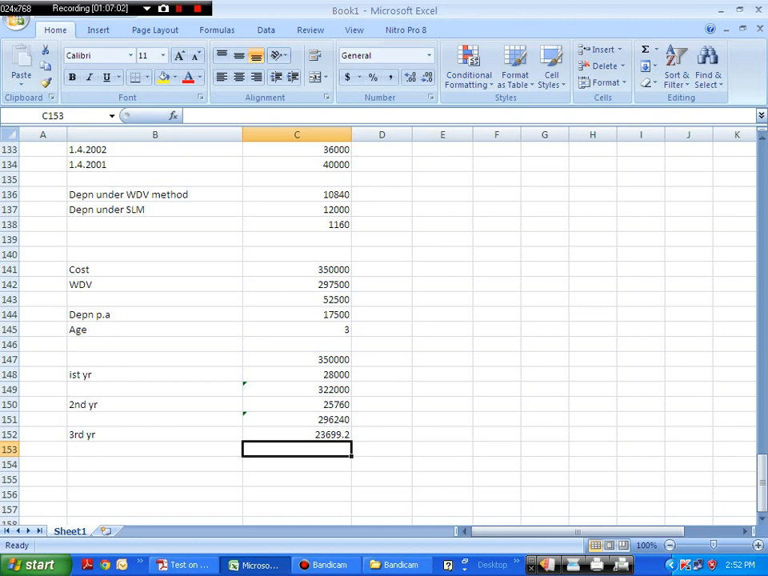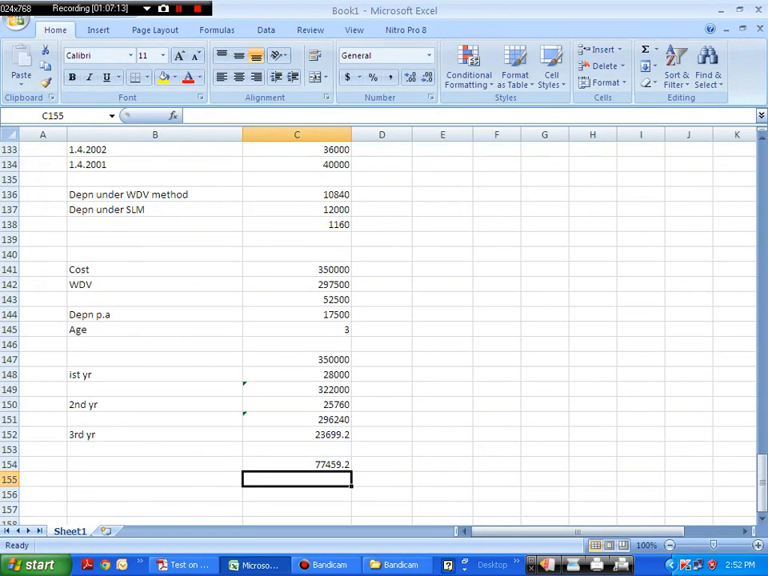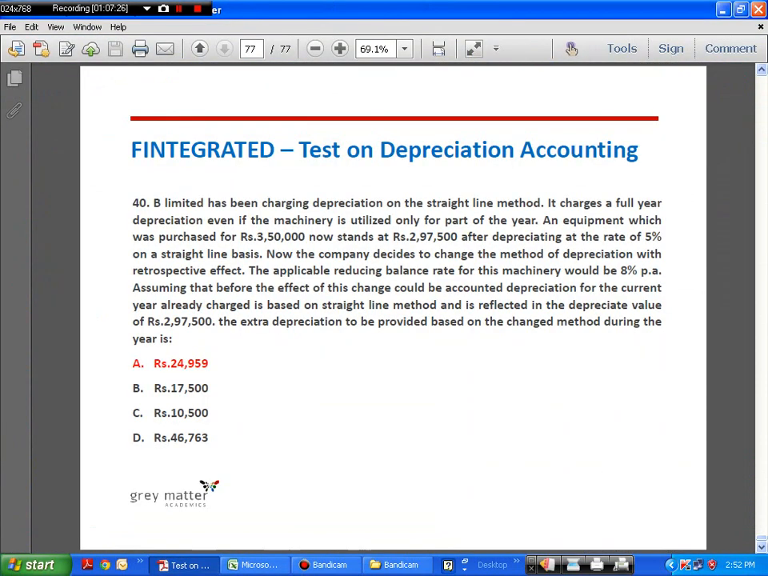23,700 approximately, right? So the total depreciation charge under the WDV method is 28,000 plus 25,750 plus 23,700, which is 77,460. Okay, and the depreciation that's been charged so far is 52,500, which means the shortfall that is to be charged is 24,959.